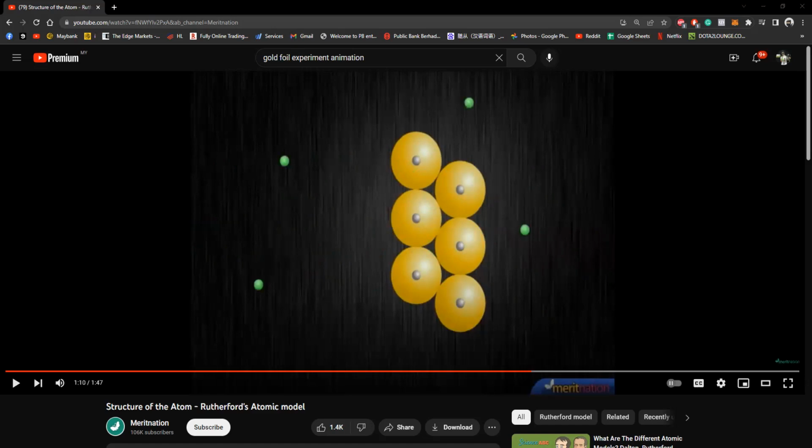What is an alpha particle? An alpha particle is one of the types of radioactive radiation that you're going to learn about later. There's going to be alpha, beta, and gamma, right? But the characteristic of an alpha particle is that it is positively charged. It's a radioactive substance, right? The key thing is you need to know that alpha particles are positively charged.